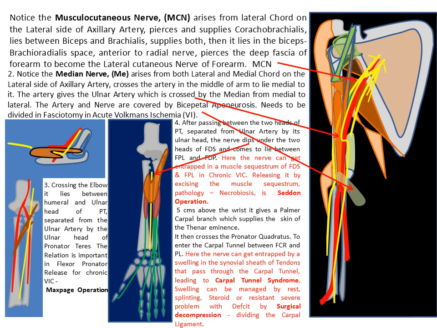Here the nerve can get entrapped by a swelling in the synovial sheath of the tendons that pass through the carpal tunnel. This leads to carpal tunnel syndrome. The swelling can be managed by rest, splinting, or steroid. A resistant, severe problem of carpal tunnel syndrome with neurological deficit has to be treated by surgical decompression, which divides the carpal ligament from its proximal edge to its distal edge.